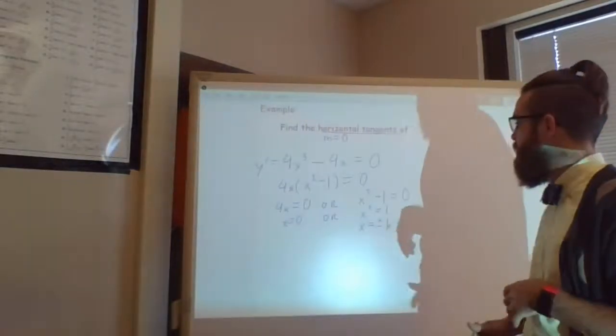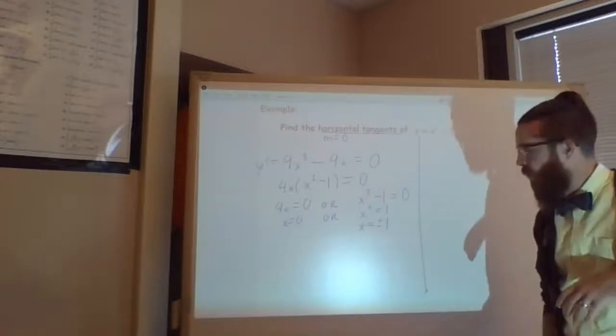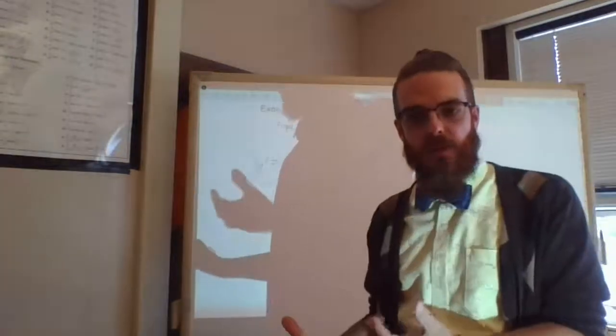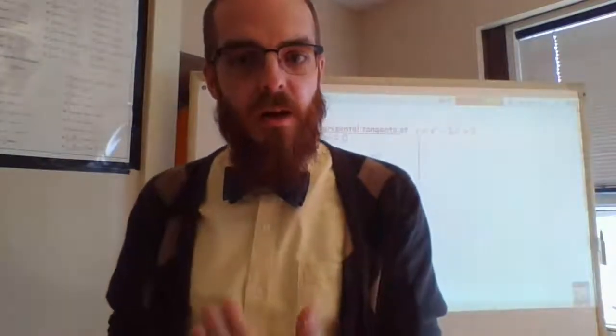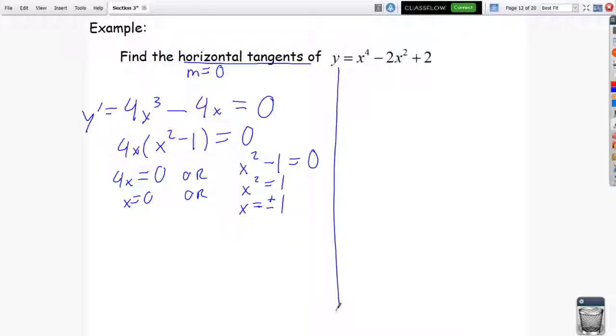To find out what the horizontal tangents are, horizontal tangents refer to the actual line. So I have to write the equation of the line. Well, I happen to know that the equation of a horizontal line is just in the form y equals a number, and it's whatever height that function has to be at.